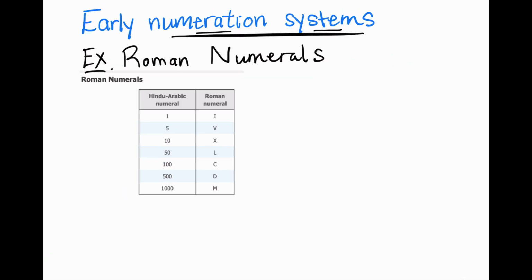The last example that I want to look at is Roman numerals. Here you can see the numerals for the Roman numeration system. Okay, so 1 is the I, 5 is V, 10 is X, etc. You can see them in the table. And they follow, this is an additive and subtractive system.